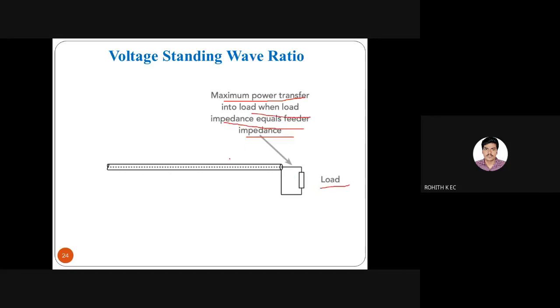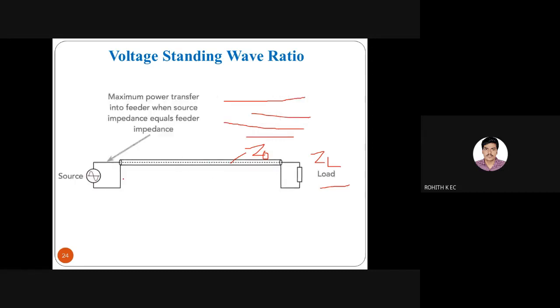The load impedance should match with the characteristic impedance. When load impedance matches with the characteristic impedance, we will have maximum power absorption by the load. Similarly, when the source impedance is equal to the characteristic impedance, we'll have maximum power transfer from the feeder.